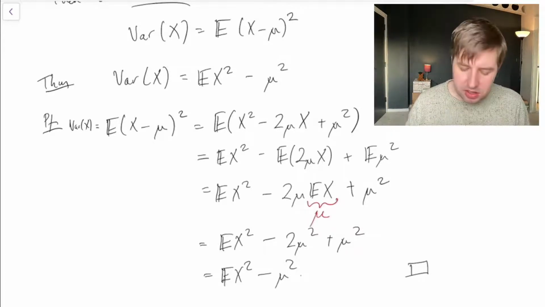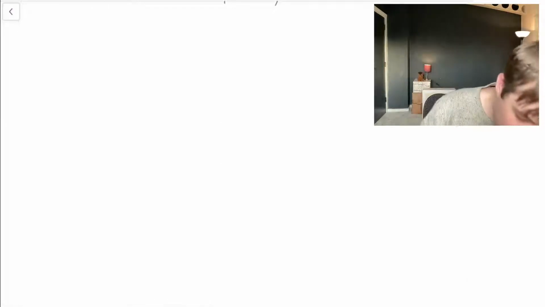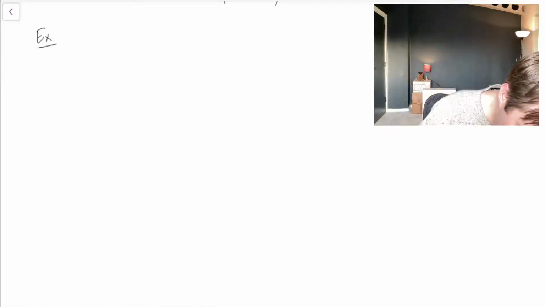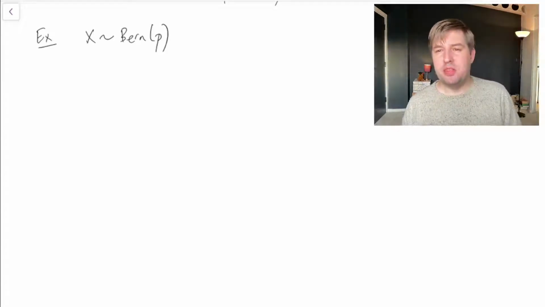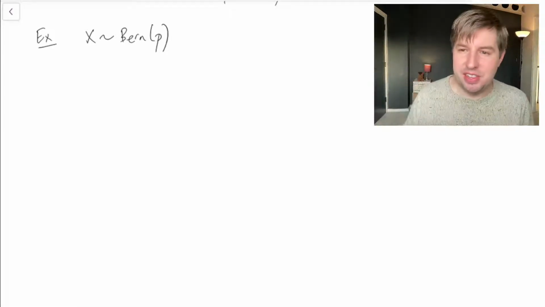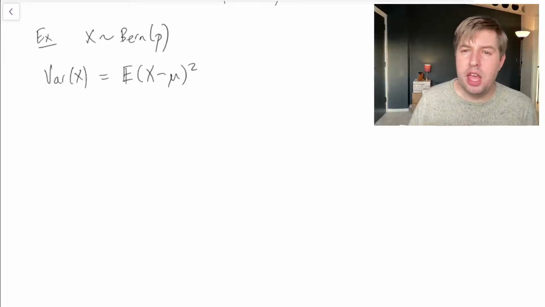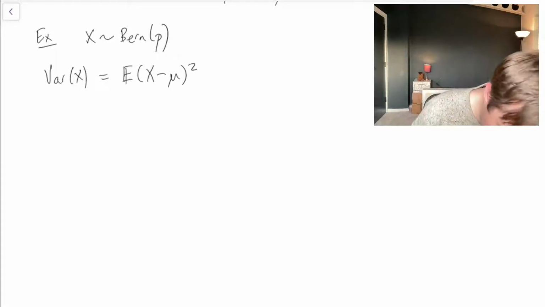So let's see a couple of examples of how to use the definition of variance. So, what about X is a Bernoulli trial, probability of success p? Well, let's try and do this with both formulas, with the definitional and the computational. So for the definitional formula, remember that's the variance of X is the expectation of (X minus mu) squared. Well, here you should remember from our previous section that the expectation of a Bernoulli trial is just equal to p.